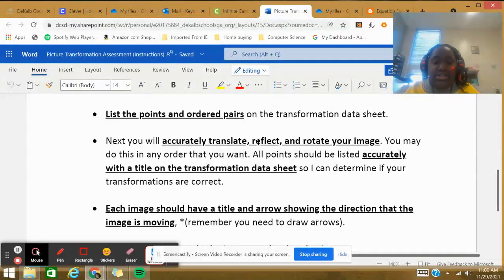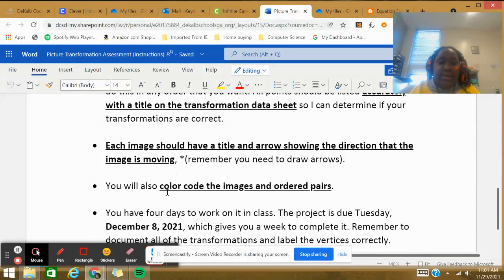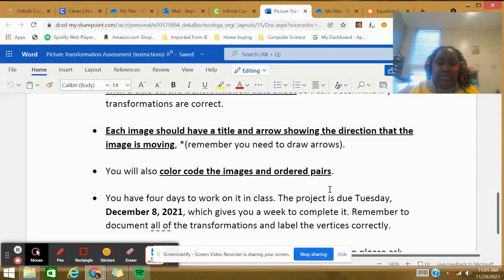Next, you have to do all three transformations, okay? So you're going to translate, reflect, and rotate your image. You may do this in any order that you want. All points should be listed accurately with the title on the transformation. So if you went from the pre-image to a translation, then you will put translation at the top of the next picture. Or if you went from the pre-image to the rotation, you would label what transformation you completed. It says each image should have a title and an arrow. So from one picture to the next, you're going to draw an arrow to tell me what direction it is that you're going in. And then finally, you'll also color code the images and ordered pairs.